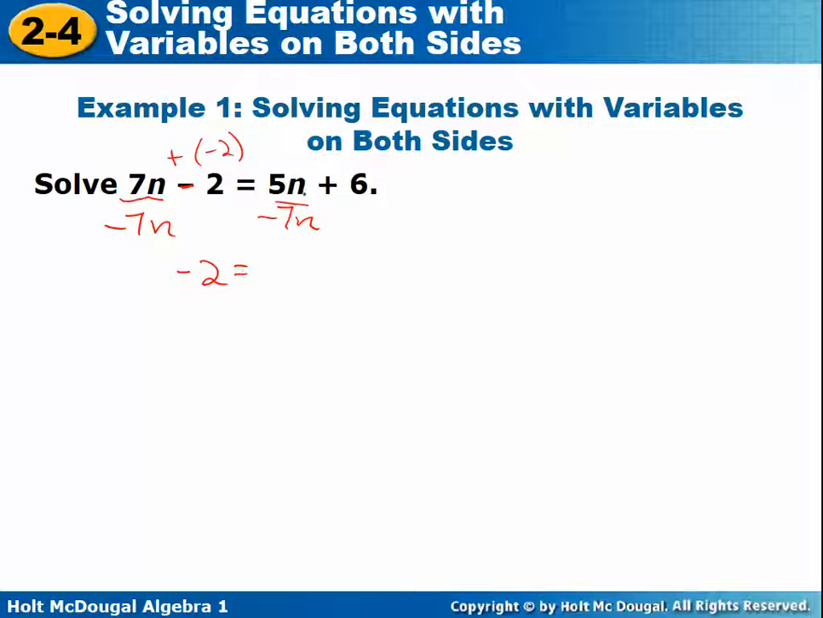And then on the right side, we have 5n minus 7n. 5n minus 7n would be -2n, and then we have the plus 6. That's one method, and then we would continue solving.